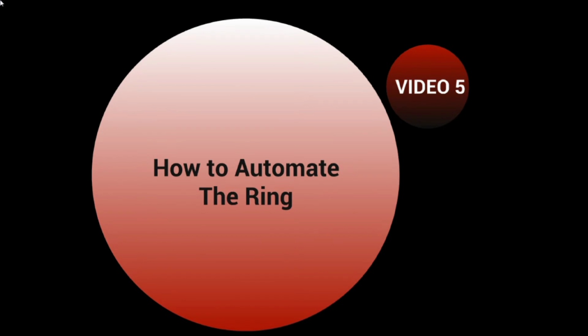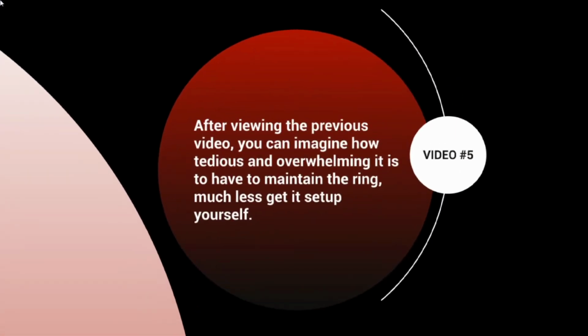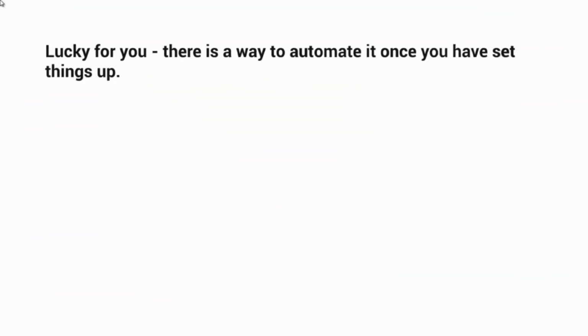We're going to talk about how to automate the ring, now that you understand how everything is interlinked, how everything is connected, and how you can be creative and make your own ring. After viewing the previous video, you can imagine how tedious and overwhelming it is to maintain the ring, much less get it set up yourself. But lucky for you, there is a way to automate it once you have set things up. Getting things set up is the tedious process.